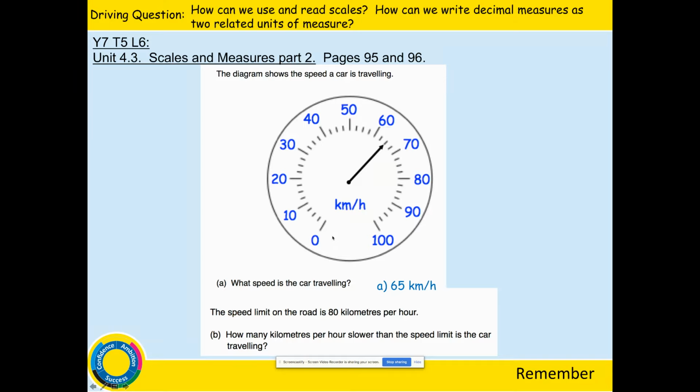The second part of the question says the speed limit is 80 kilometres per hour. How many kilometres per hour slower than the speed limit is the car travelling? So we need to find the difference between 80 and 65, so we're going to do a subtraction. Write down the largest number first. So 80 subtract 65 equals 15 kilometres per hour slower than the speed limit. I'm just going to check though: if I've got 60 and 10 there is 70, and my 2 5s make 10, so 70 plus 10 is 80. I've just checked that I've done my subtraction correctly.